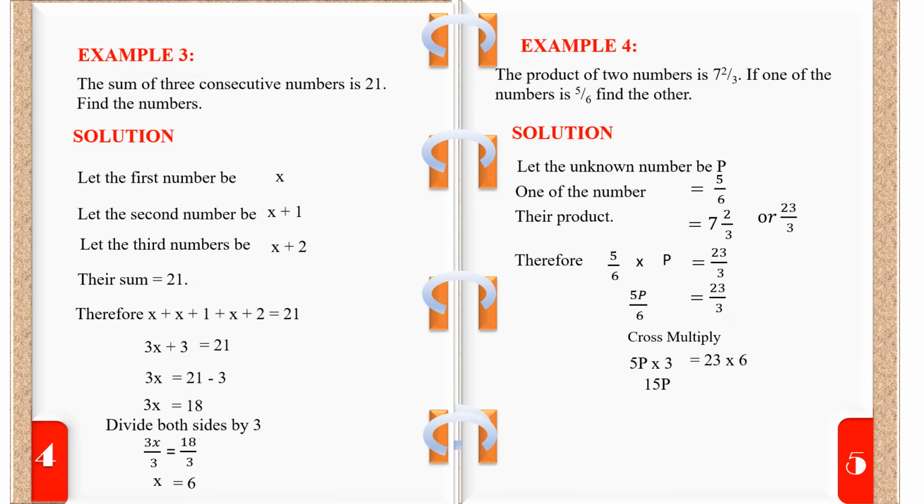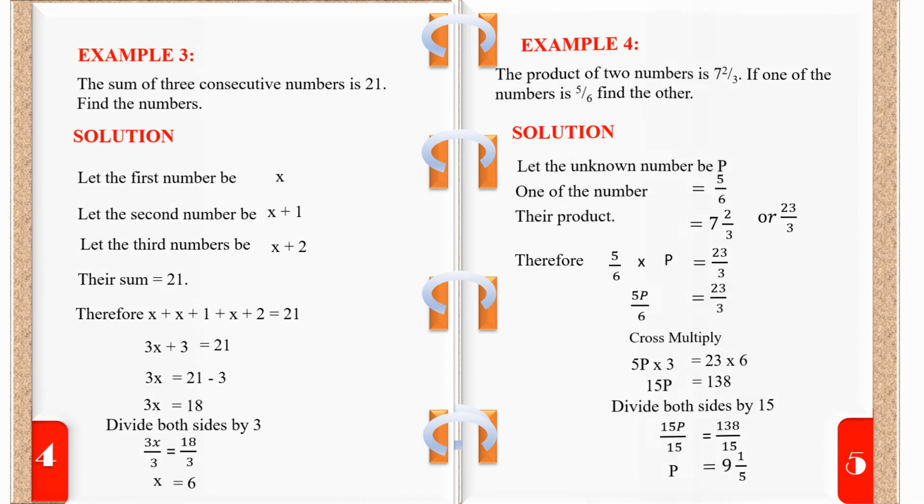So when you multiply 5P times 3 it will give us 15P, which is equal to 23 times 6, which gives us 138. So divide both sides by 15, since 15 is the coefficient of P. So 15P divided by 15 is equal to 138 divided by 15. And then our P equals 9 whole number 1/5.